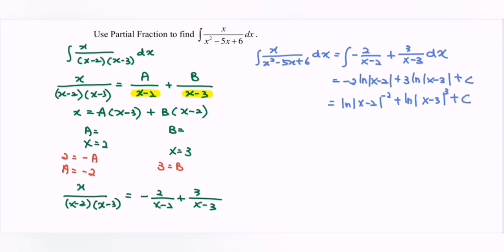So kindly rewrite by using the law of log. So we have ln of (x minus 3) to the power of 3 over (x minus 2) to the power of 2, plus C.